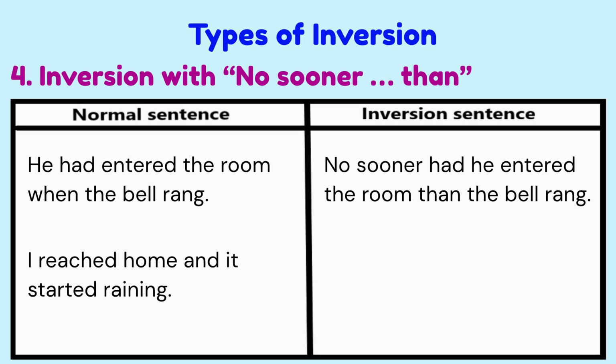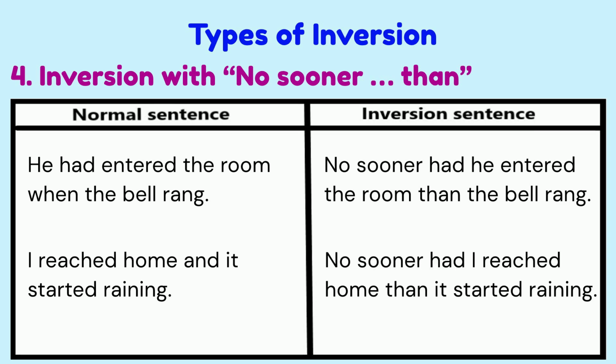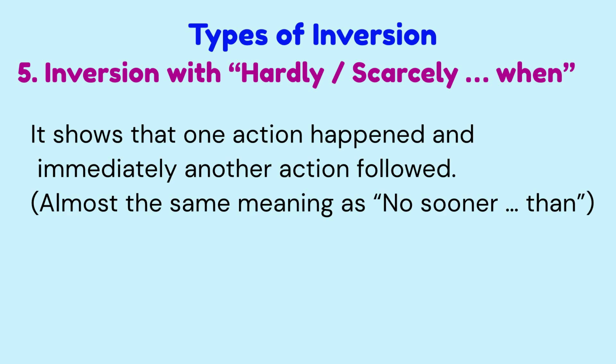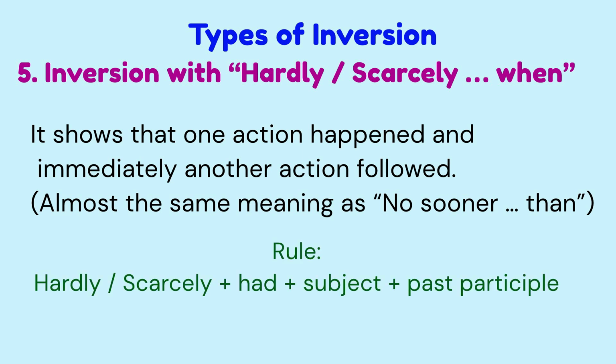I reached home and it started raining. No sooner had I reached home than it started raining. Next is inversion with hardly, scarcely, when. It shows that one action happened and immediately another action followed. Almost the same meaning as no sooner than. Its rule is hardly or scarcely plus had plus subject plus past participle.